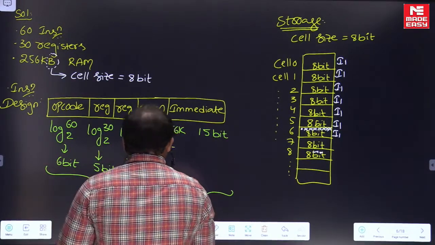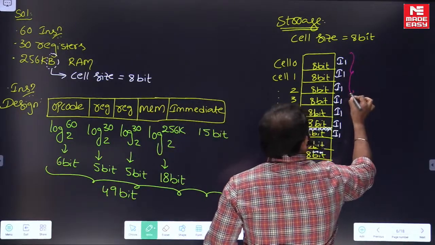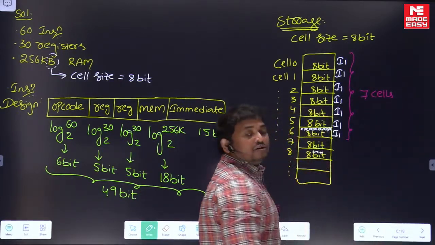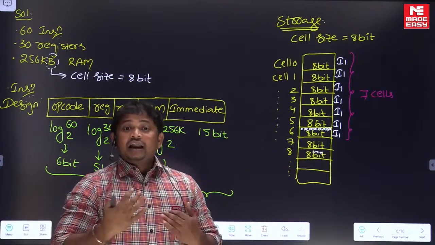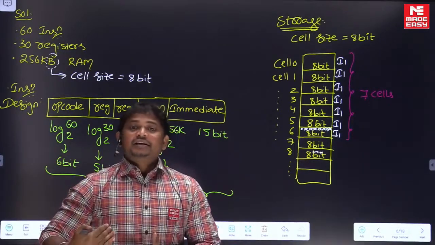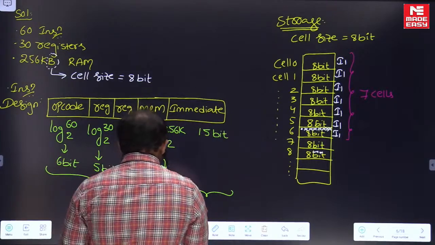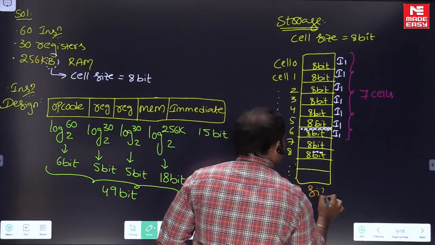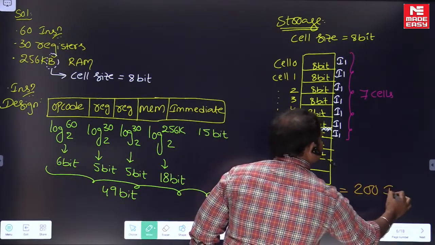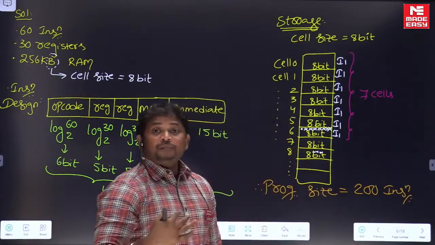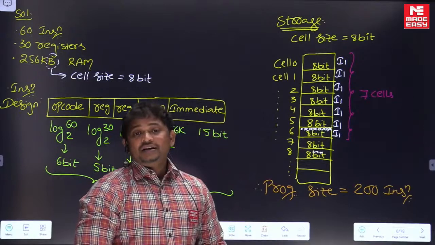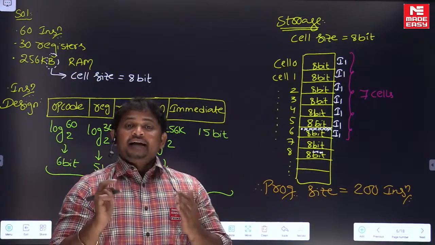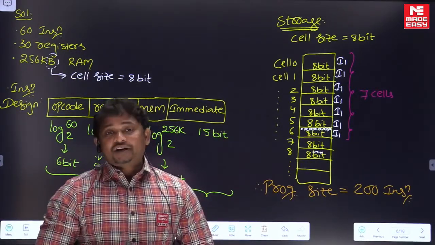Therefore, one instruction takes 7 cells of storage space. Like this, second instruction 7 cells, third instruction 7 cells and so on. Therefore, program size equals how many? 200 instructions developed in the program. As a user, I developed the source code with 200 instructions. Number of instructions in the CPU is 60. Making use of 60 instructions, I wrote the program. In that program 200 instructions are there.